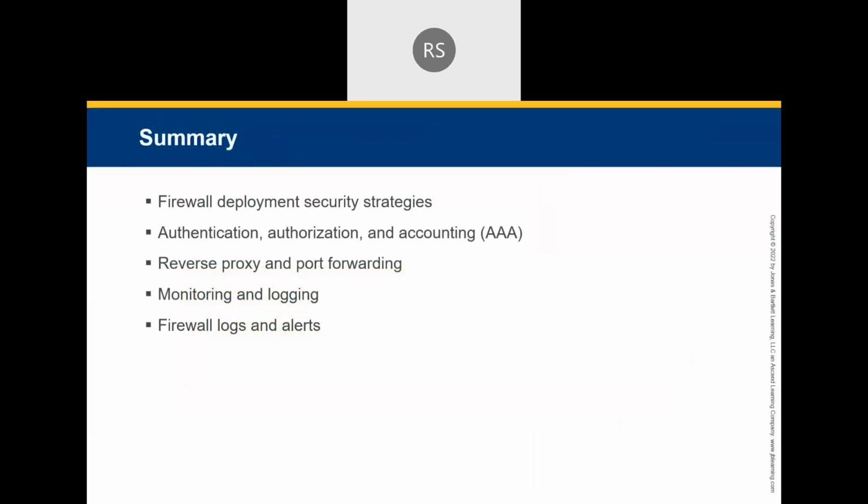So in this chapter, we've talked about firewall deployment security strategies. So we've looked at strategies like defense in depth, least privilege, diversity of defense, security through obscurity, and also understanding potential vulnerabilities. We discussed the AAA: authentication, authorization, and accounting. Authentication verifies identity. Authorization determines the actions, and accounting tracks those activities.